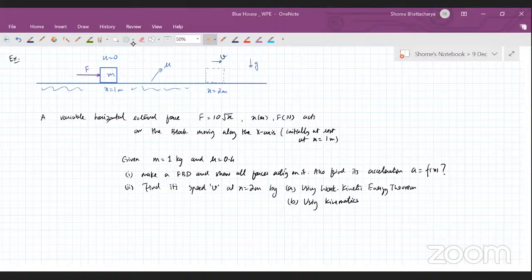Okay. In part A of the second part, you have to use the work kinetic energy theorem to show that the net work done is equal to the change in kinetic energy, and from that find the speed. Whereas in part B you use kinematics, that is, integrate the acceleration with the velocity.